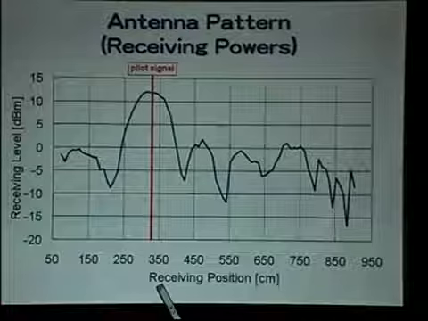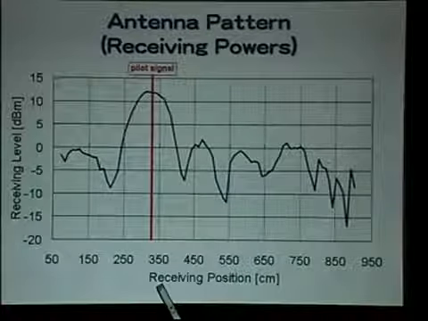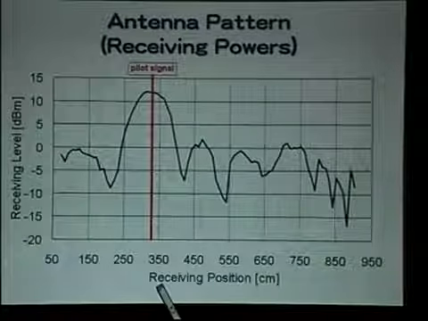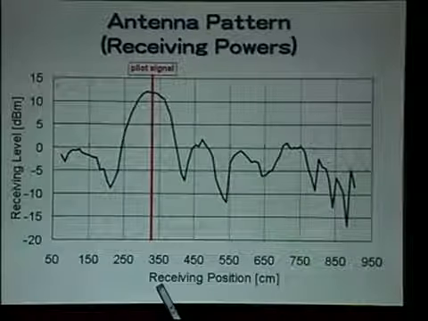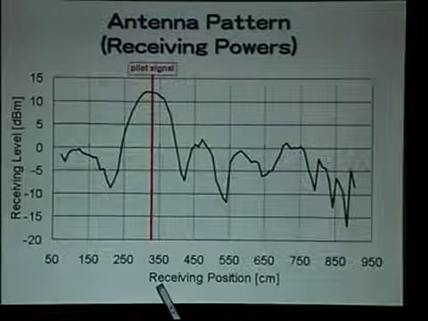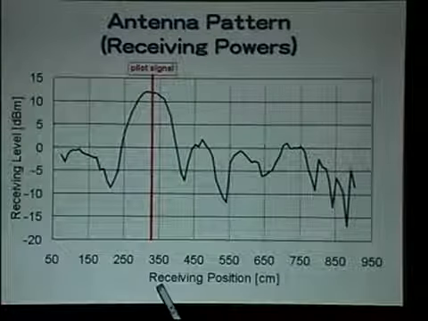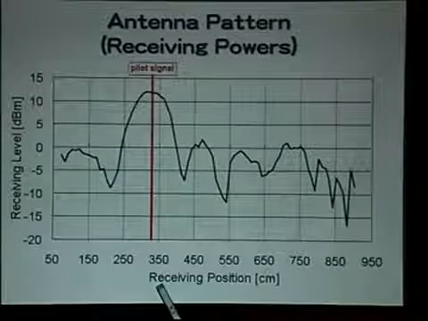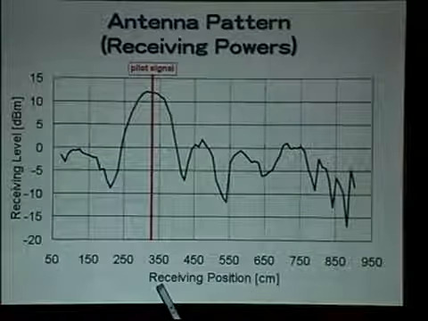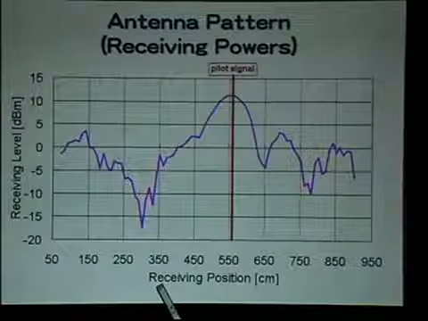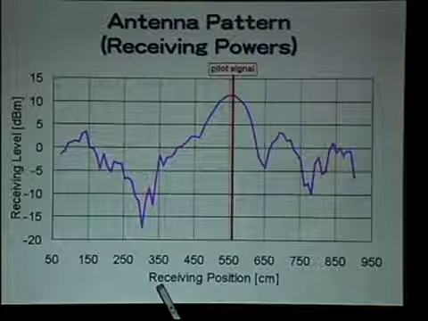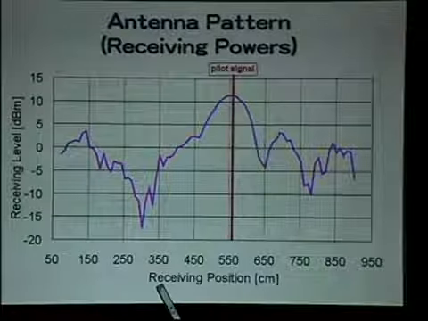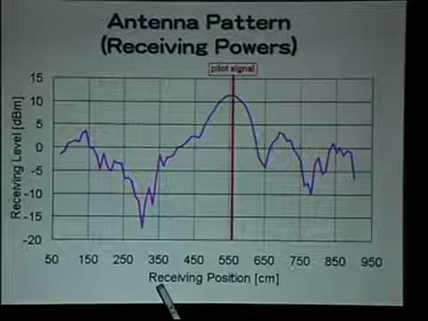So this picture shows our result. The pilot signal transmitter is here. You can see the main beam is at the same position as the pilot signal transmitter. This is the first side lobe. And if we move the pilot signal to this point, the microwave power follows the pilot signal.